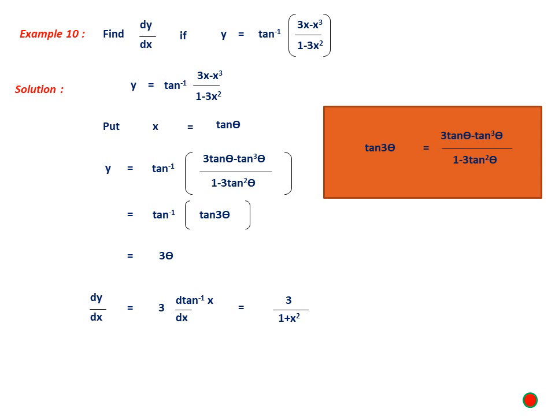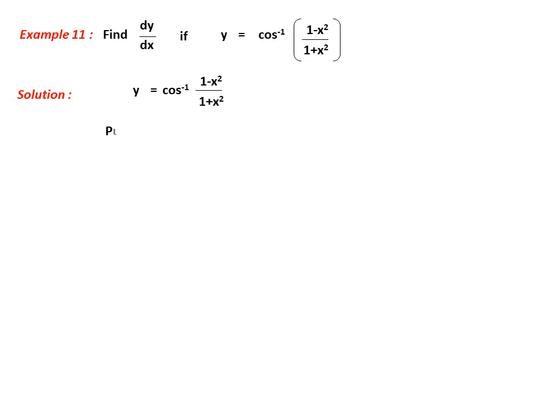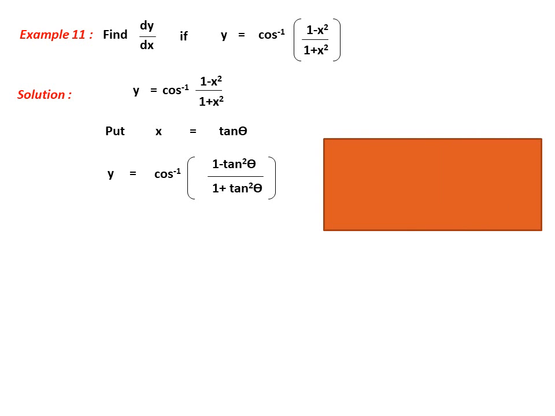So, this is the 10th example in the exercise. Let us proceed. 11th question. Find dy by dx if y equals cos inverse of (1 minus x square) by (1 plus x square). Now, definitely you can guess what the substitution is. So, y equals the given cos inverse of (1 minus x square) by (1 plus x square). Put x equal to tan theta. Therefore, y will be equal to cos inverse of (1 minus tan square theta) by (1 plus tan square theta).